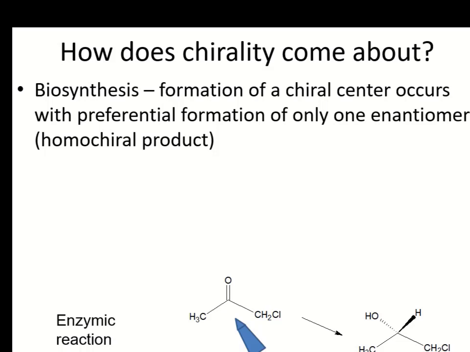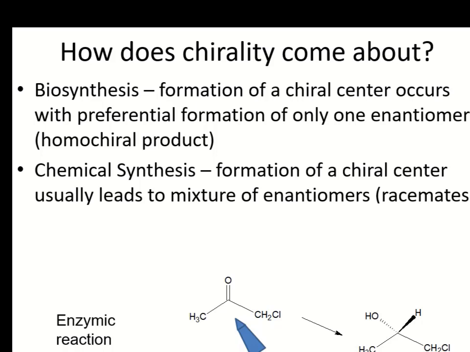Now, how does chirality even come about? I want to just take a minute to look at this. When we think about compounds that are biosynthesized, made from nature, almost always formation of a chiral center occurs in such a way that you only get one of the 2 possible enantiomers. That is, you get a homochiral product. So here's an example of a reaction. Don't worry about the example, where a hydrogen comes into this ketone and reduces it to an alcohol. Because the molecule is locked in place by an enzyme, the hydrogen comes in at one side, and then you end up with one of the 2 enantiomers of the alcohol. And you're going to see that biosynthesized compounds like alkaloids, morphine, or steroids all have each of the chiral centers specified as one of the 2 enantiomers.